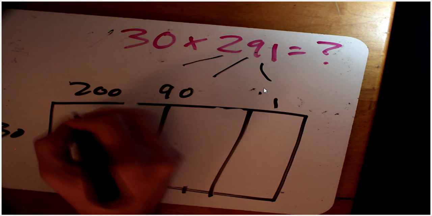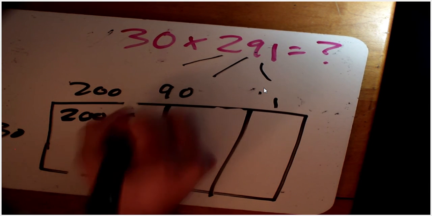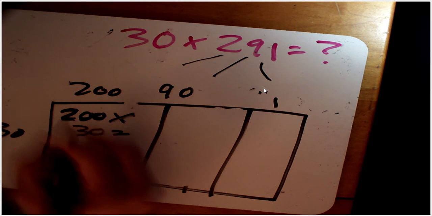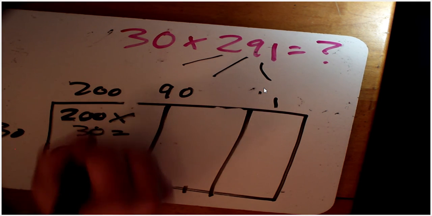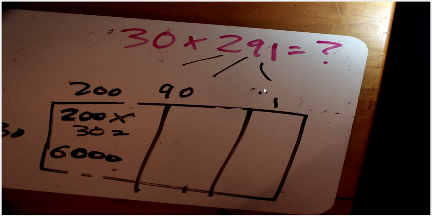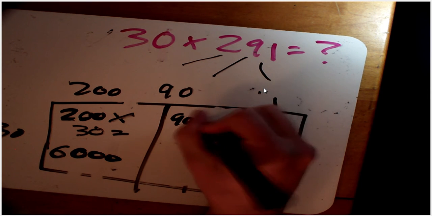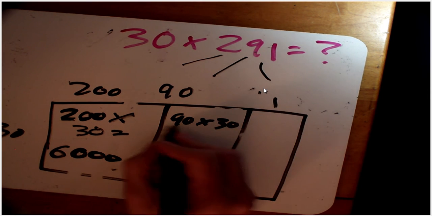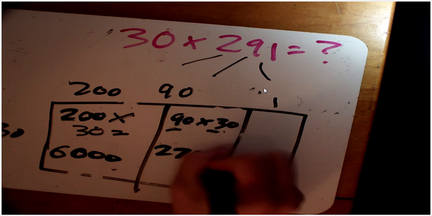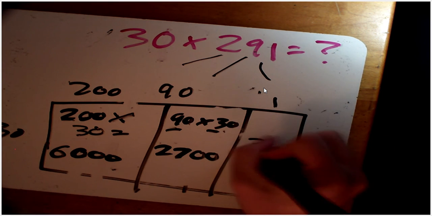So we have 200 times 30. 2 times 3 is my basic fact. That's 6. Add my zeros. 1, 2, 3. 6,000. 30 times 90. 9 times 3 is my basic fact. That's 27. Add my 0, 2,700. And 30 times 1. I'm just going to put a 30 because you know that already.